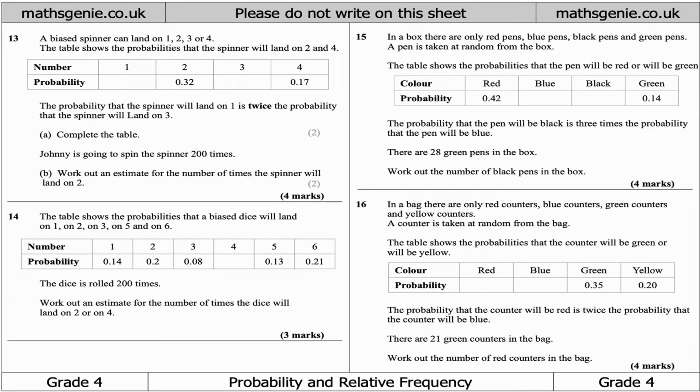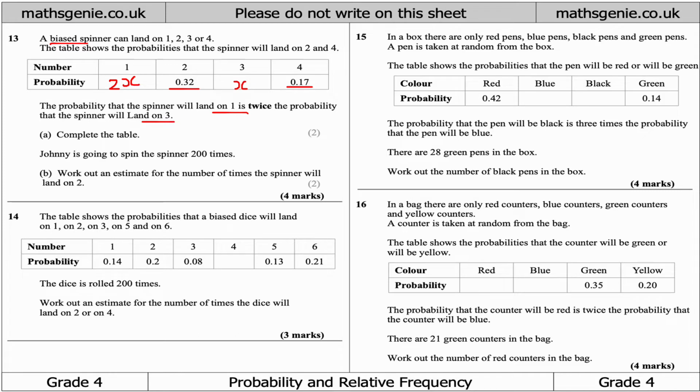This is question number 13. A biased spinner can land on 1, 2, 3, or 4. The table shows the probabilities that the spinner will land on 2 and 4. The probability that the spinner will land on 1 is twice the probability that it will land on 3. So if I label the probability of 3 as x, then 1 is going to be 2x, because it's going to be double that. Complete the table.